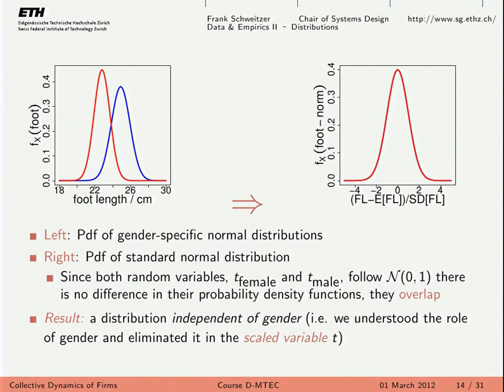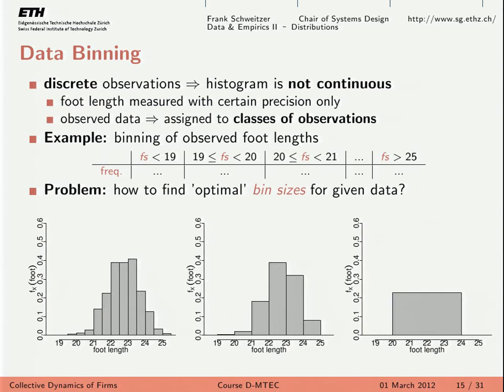So again, the conclusion is we understood the role of gender here. What's the difference between these two? And because we understood this, we were able to remove the influence of gender from these two curves and make it one curve that is completely independent of whether we talk about males or females here. That is the important step we did in the analysis.